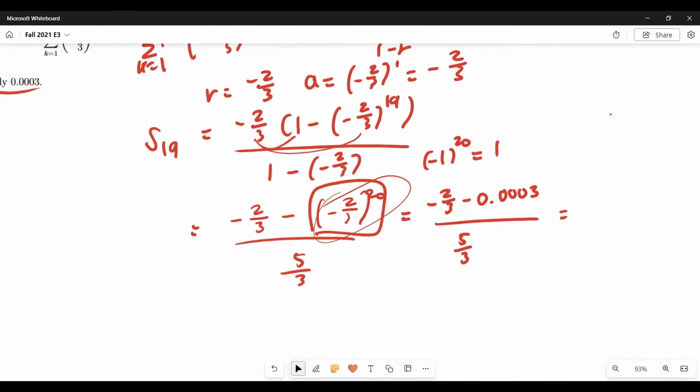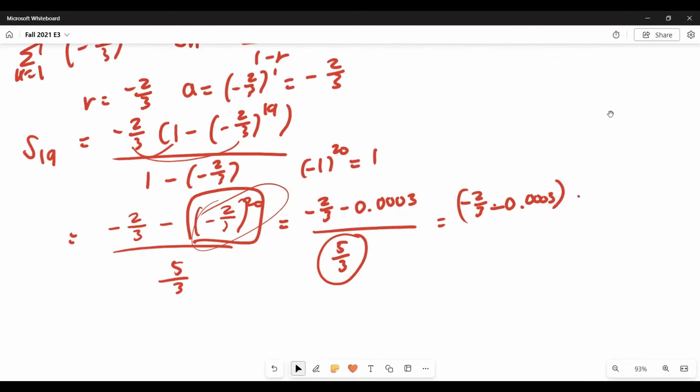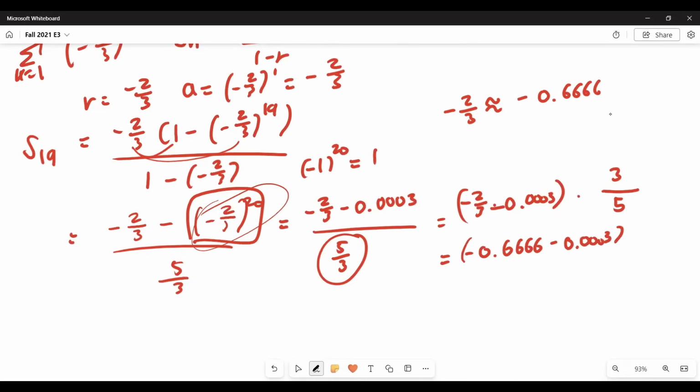Okay, I'm going to write it as negative 2 over 3 minus 0.0003, multiplied by the reciprocal of this. So this is going to be 3 over 5. Okay, let's do the calculation now. Negative 2 over 3 is approximately negative 0.6666, and negative 0.6666 minus 0.0003, multiplied by 3 over 5. So this is going to be negative 0.6669 multiplied by 3 over 5.